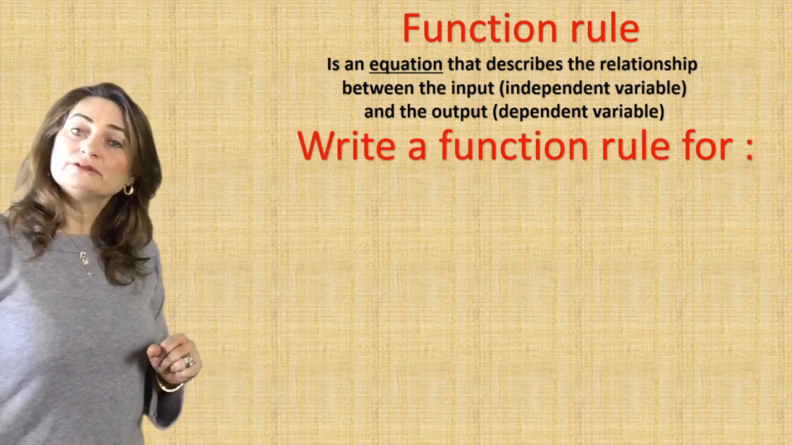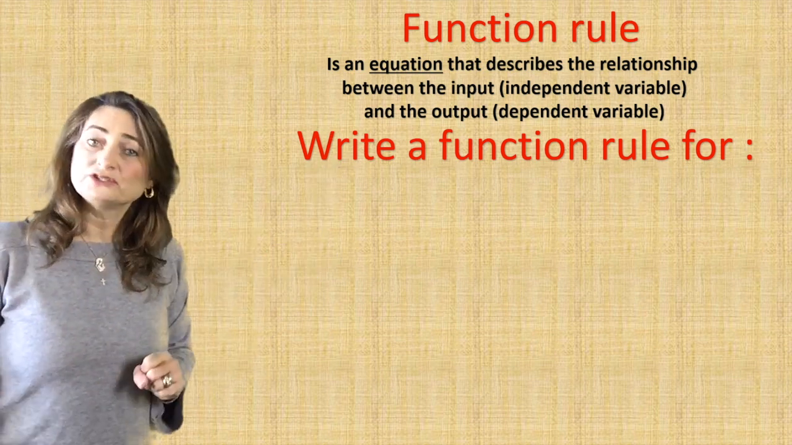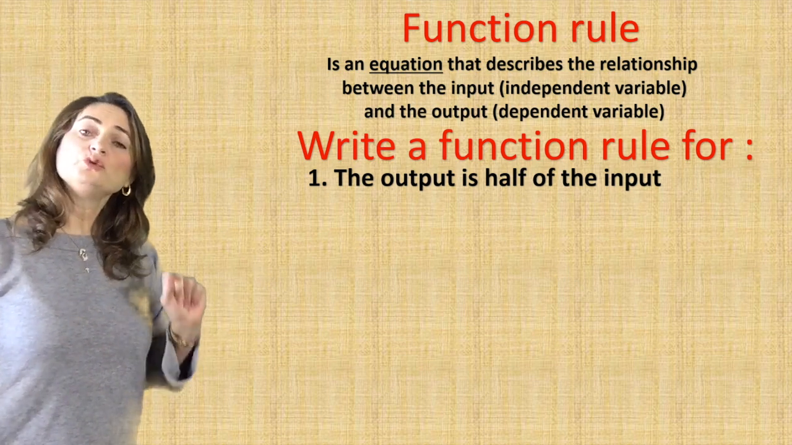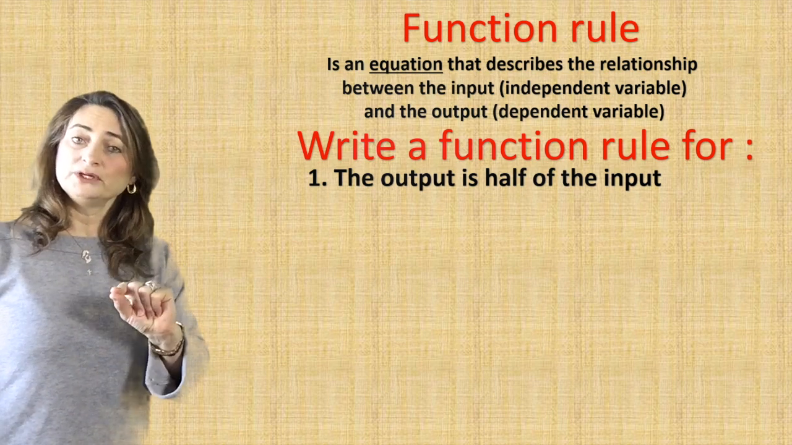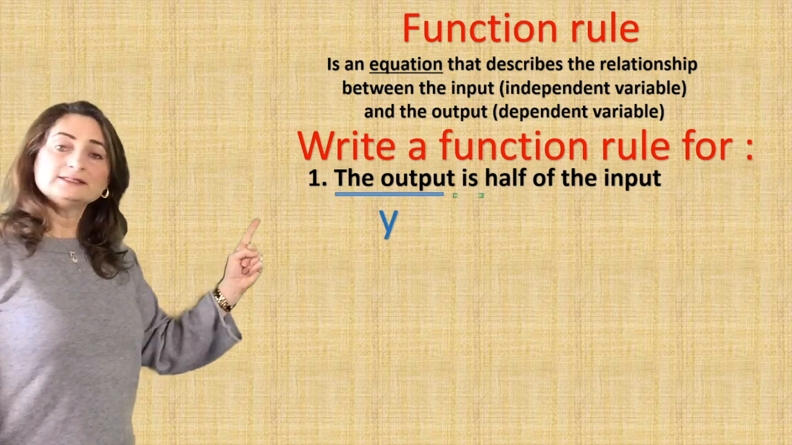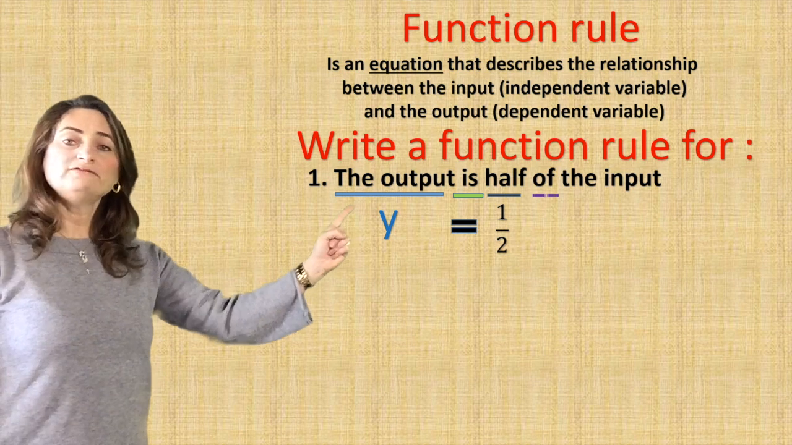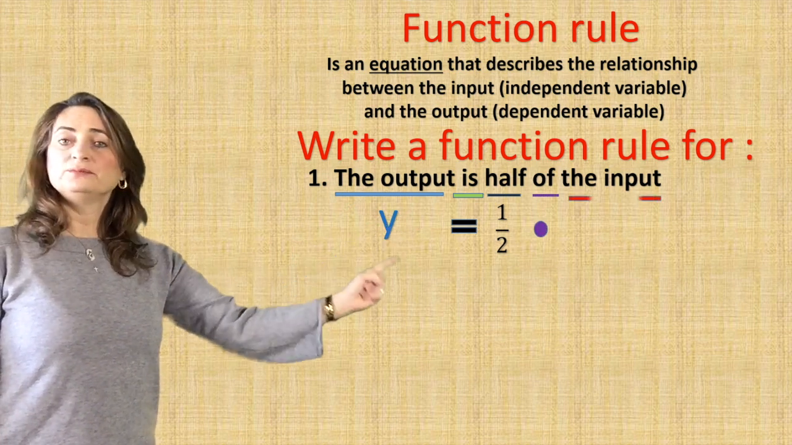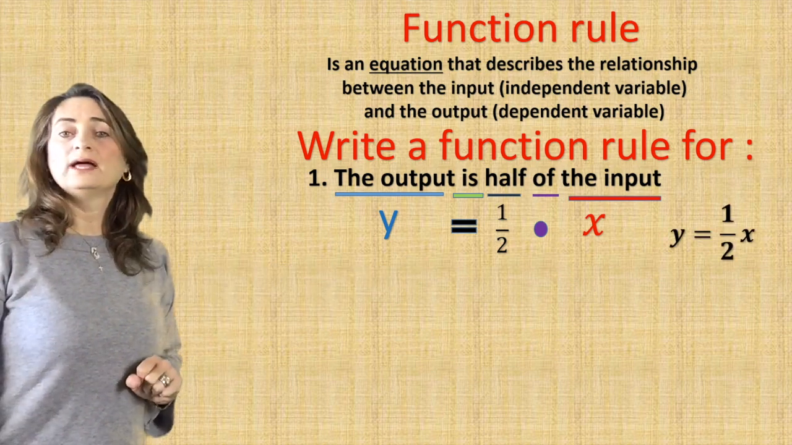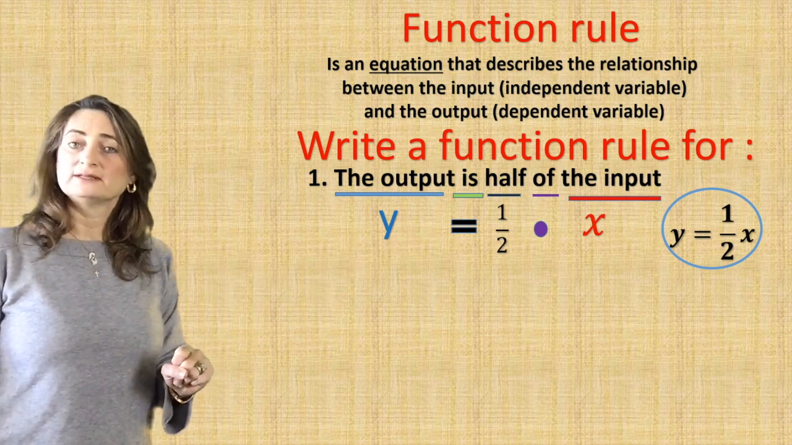Write a function rule for this example. If I'm asking you to write a function rule, that means you are writing an equation. It says the output is half of the input. So each word represents a number or a symbol in math. The output is the y, is means equal, half literally is a fraction of one half, of means times, and the input means the x. As an equation, write it down, y equals half x, nothing in the middle because it's multiplying. That's called a function rule, which is the equation.